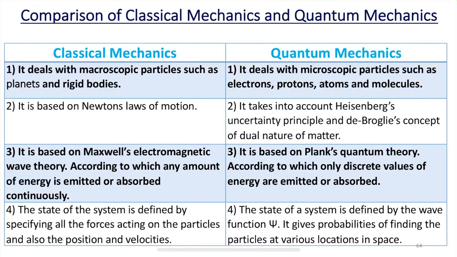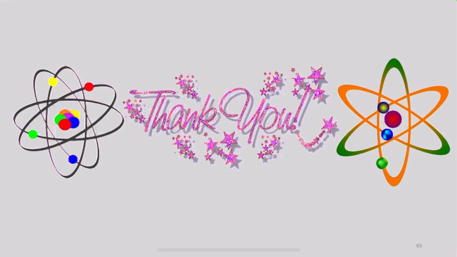So, these are the four main comparisons of classical mechanics and quantum mechanics. This completes this chapter, that is elementary quantum mechanics.